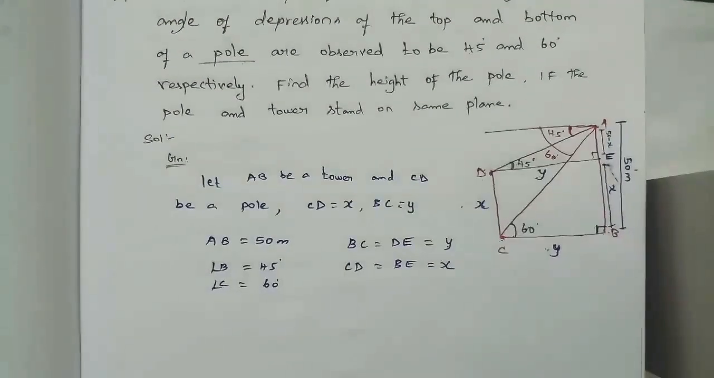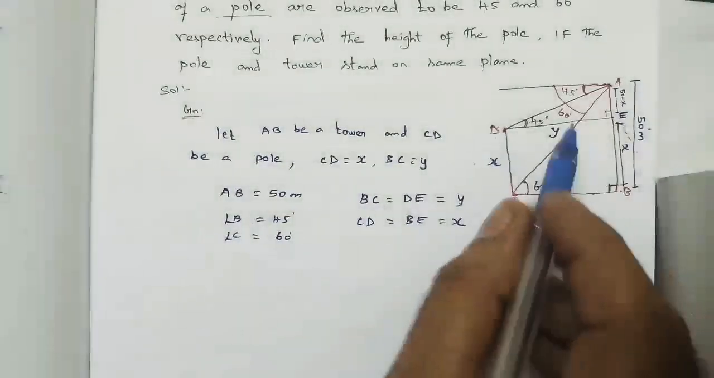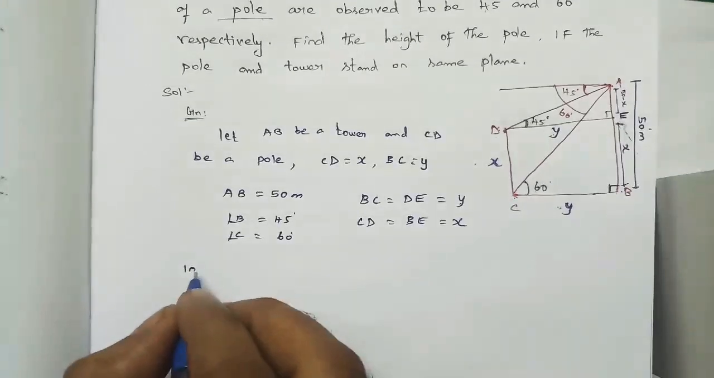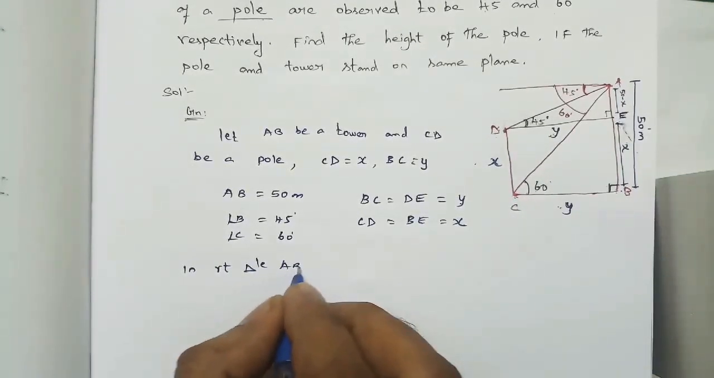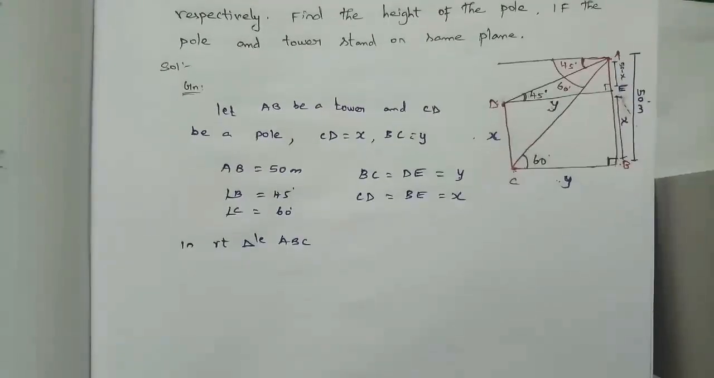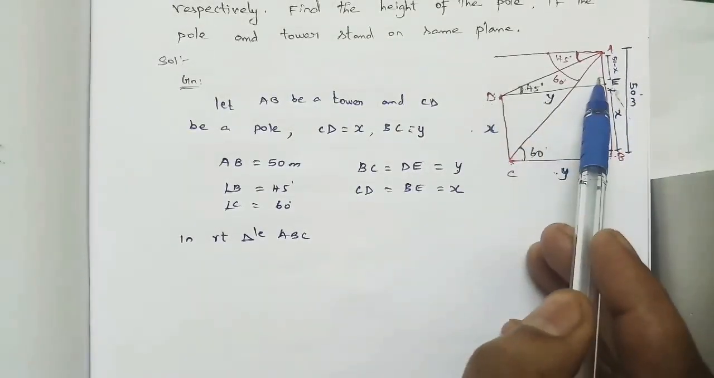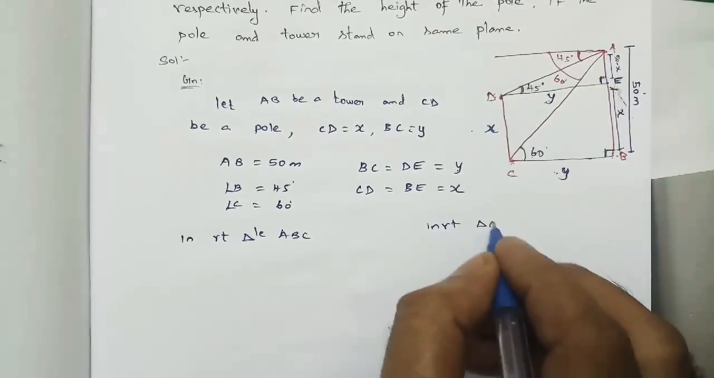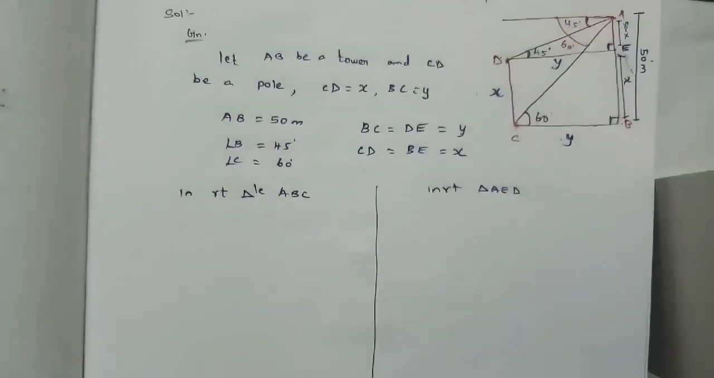Now we are having two right triangles. What are the two right triangles? First, I am taking right triangle ABC, and another right triangle is right triangle AED. One by one I am going to find.